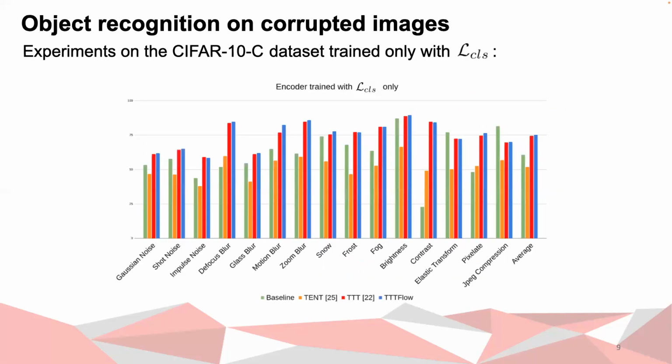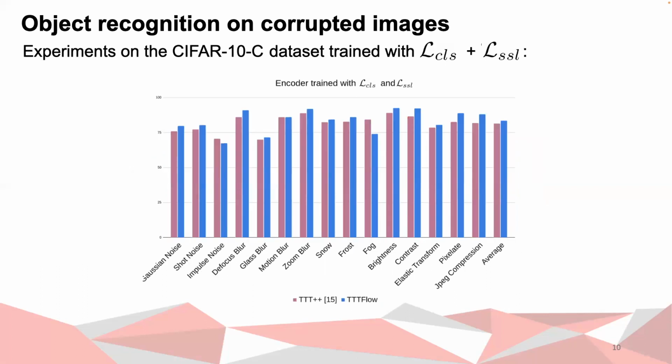We compare this method with other main methods in test-time adaptation on the CIFAR10C dataset, which is composed of 15 corruptions. As you can see here, we got a better average compared to the other methods. And also TTTFlow beats the baseline on many corruptions except elastic transform and JPEG compression. We make the same experiment with another feature extractor, which was trained with cross entropy and contrastive learning. It's used by TTT++, and as you can see again, the results are really good compared to the other main methods.